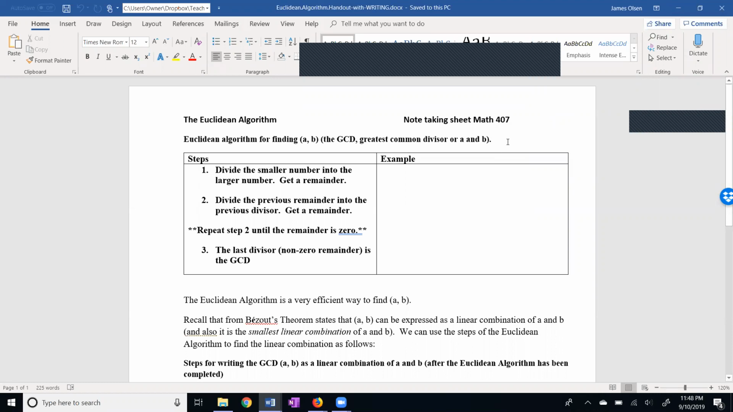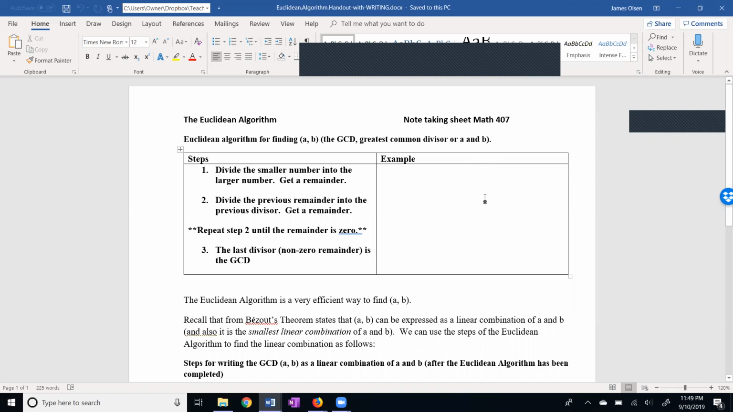This is a great method for finding the greatest common divisor. Now we've had some other methods in the previous video, the listing method and the prime factorization method, and those are good methods, but this is a very good universal method for finding the greatest common divisor, especially when prime factorization might be kind of hard.